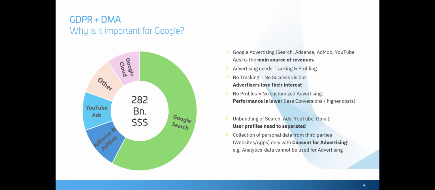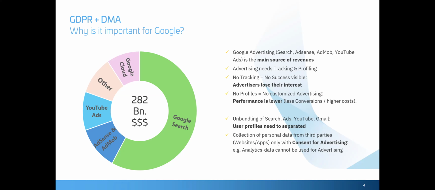But what now happens with the DMA is that some things are limited. Advertising needs tracking, for example. Otherwise, the advertisers don't know how many conversions they have and how successful their campaigns are, and maybe they lose interest in advertising. And also, advertising needs profiling, because without profiling, the results are not so good, right? So if you know the person towards whom you are advertising, you can direct the message much better. You can use the money much better. The advertising spend is much better, and the conversion rate is better.